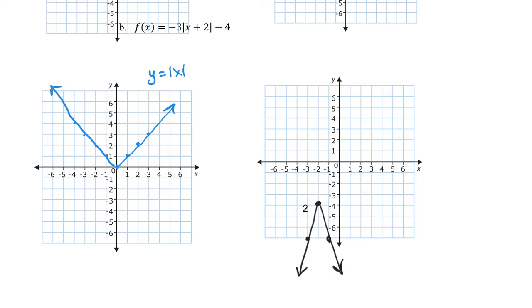So what did the 3 do to the graph? The negative sign flipped it upside down. What did the 3 do to it? Stretched it vertically. Yeah. There you would say the domain, all real numbers, -infinity to infinity. And the range, -infinity up to -4 with a bracket.